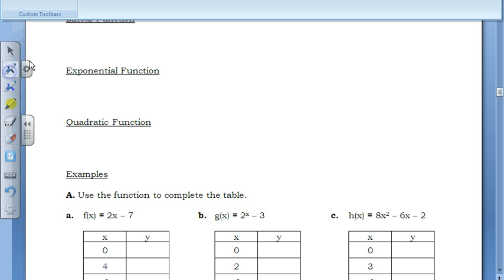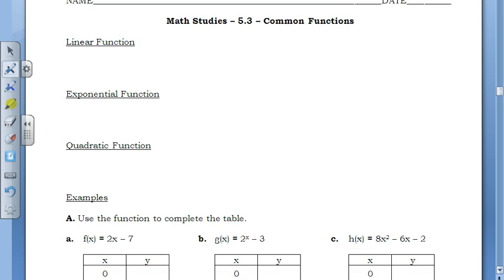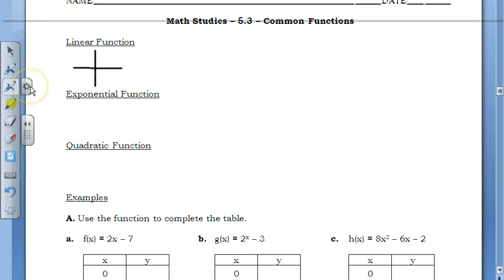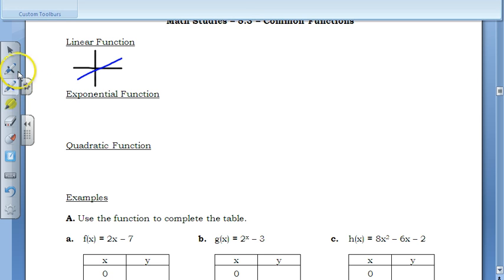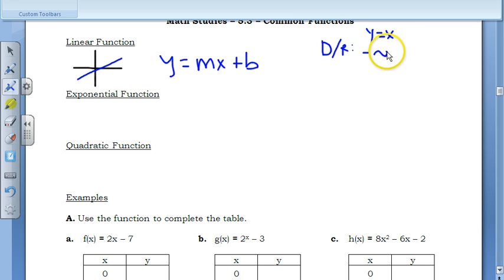A linear function is a line. And so if I draw my axes, a linear function is just a line. The general format for a linear function is y equals mx plus b. The domain and range of the parent function y equals x is negative infinity to infinity.